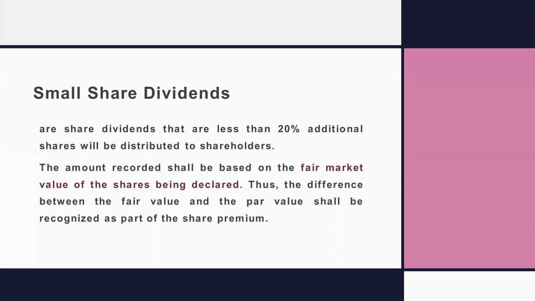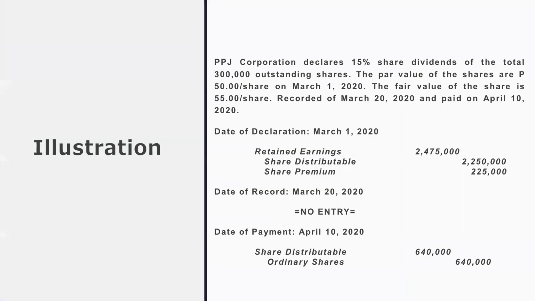So take note of this. If it is a small share dividend, the amount recorded shall be based on the fair market value of the shares being declared. Thus, the difference between the fair value and the par value shall be recognized as part of the share premium. So let's have a sample. PPJ Corporation declares 15% share dividends of the total 300,000 shares. The par value of the shares is 50 pesos on March 1. The fair value is 55 per share, recorded on March 20 and paid on April 10, 2020.